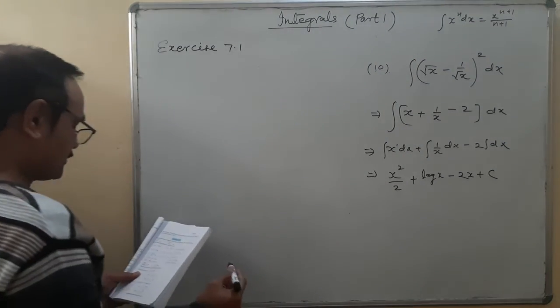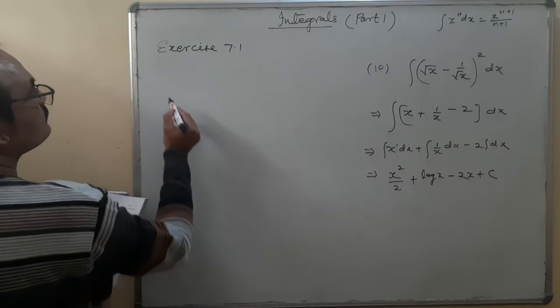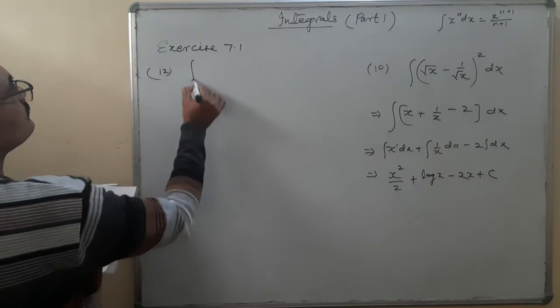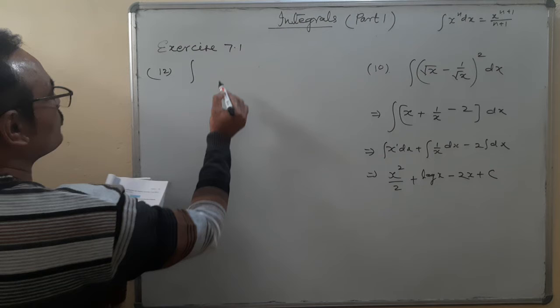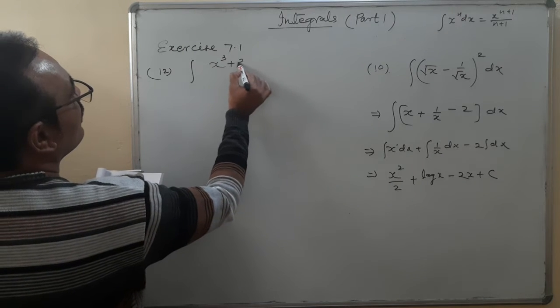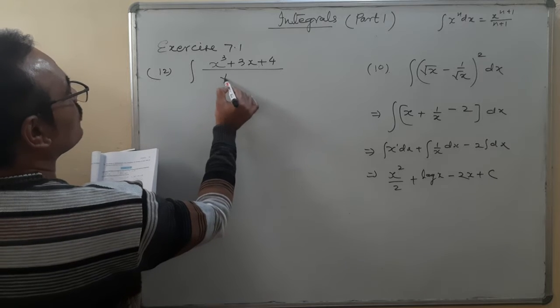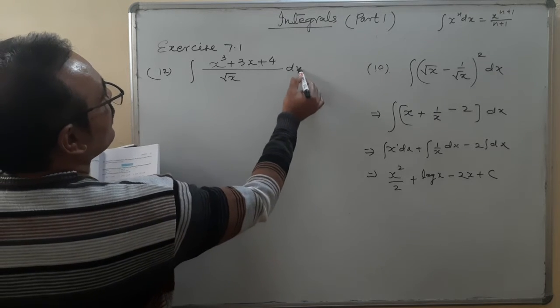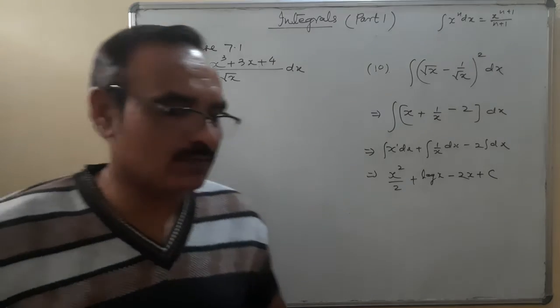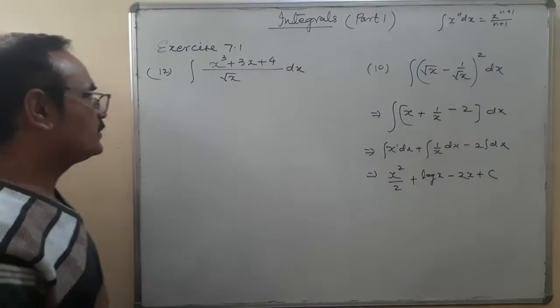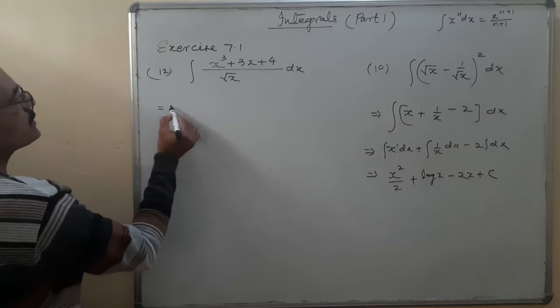I want to take question number 12: integral of (x cube plus 3x plus 4) upon root x dx. In this question, if terms are given in the denominator, we have to remove these terms from the denominator or shift them.